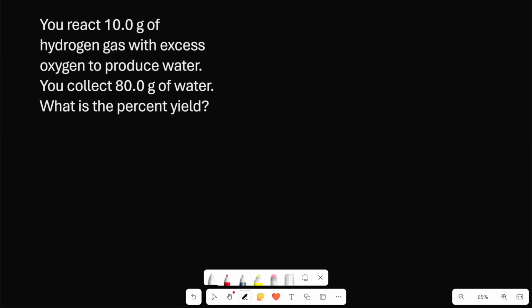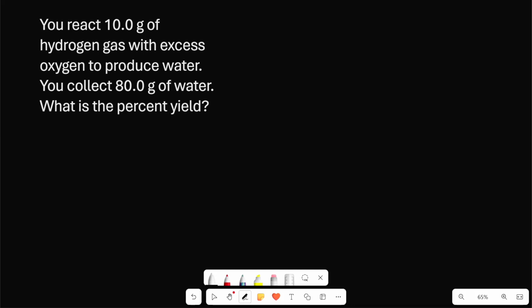And here the question is: you react 10 grams of hydrogen gas with excess oxygen to produce water. You collect 80 grams of water. What is the percent yield? If you remember from our stoichiometry video, we're going to have to use the balanced reaction for the conversion of hydrogen gas and oxygen into water. So what is the balanced equation?